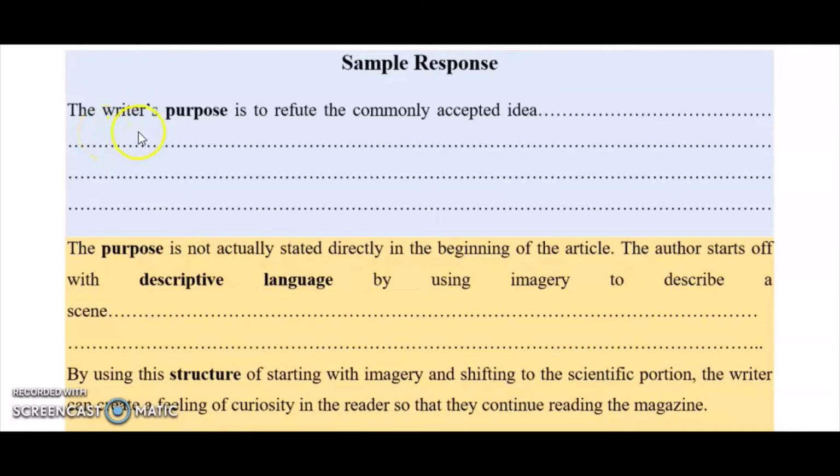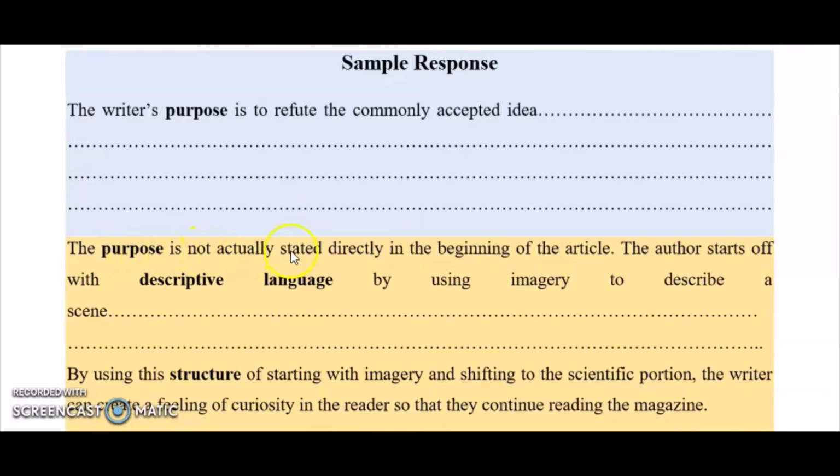Another candidate starts the same analysis with a different style, using the writer's purpose. The writer's purpose is to refute the commonly accepted idea. And what is that idea? That trees are disconnected from each other. But here the writer tries to show the readers that they are actually connected and they support each other.